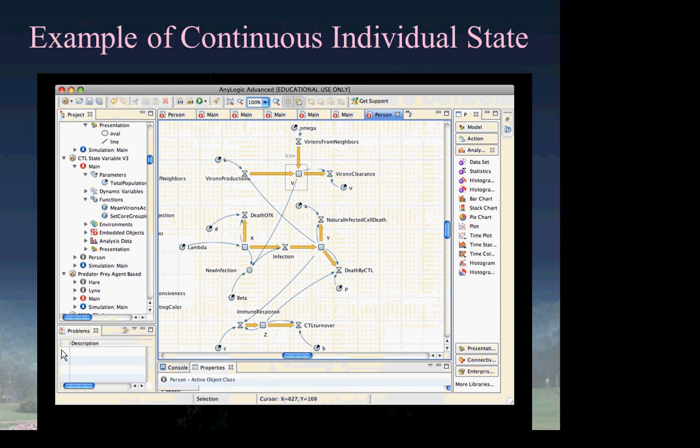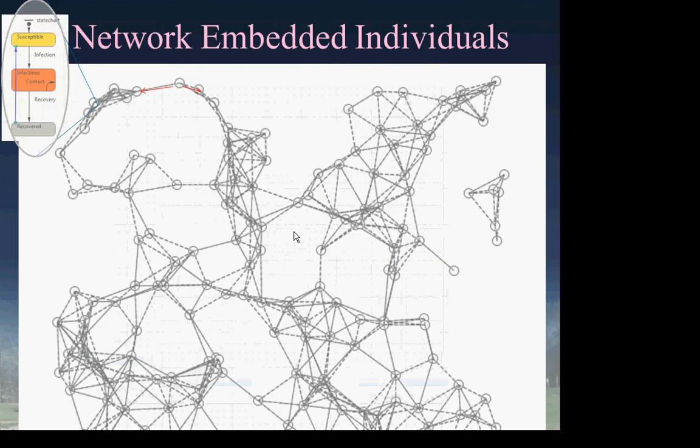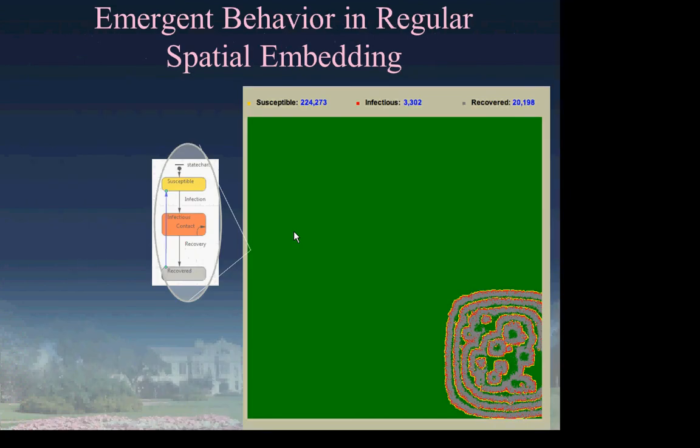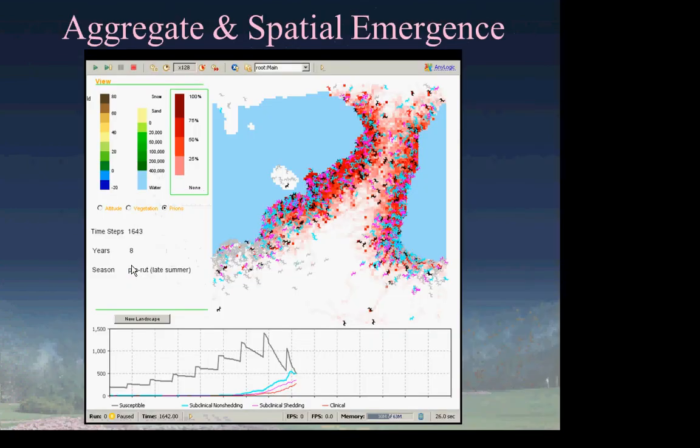Here's, for example, an agent-based model where we have stocks and flows within an individual, depicted in AnyLogic stock and flow notation. This is their implementation of system dynamics. But we'll often have discrete states like this with state charts. Individuals will often be depicted in networks. We may place them in regular environments, spatial environments like we saw the first day, or irregular environments like this hospital setting where they may move around.